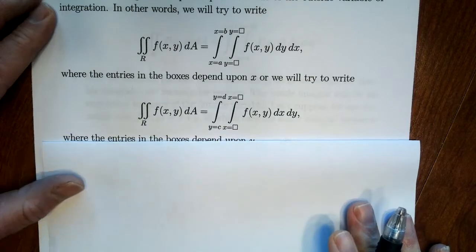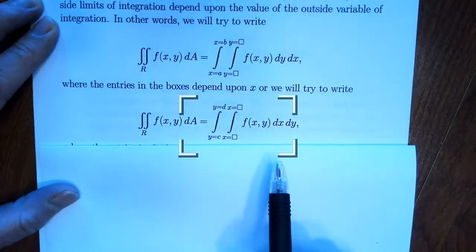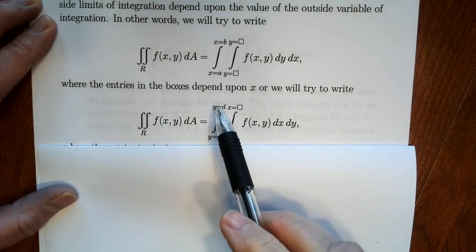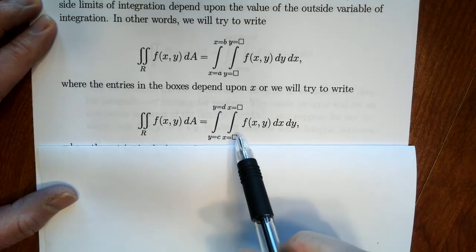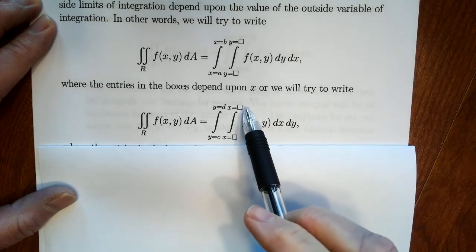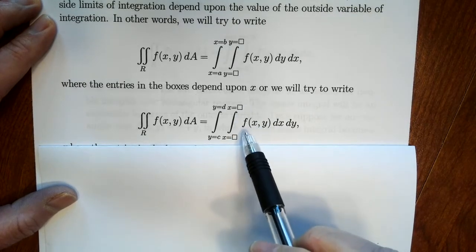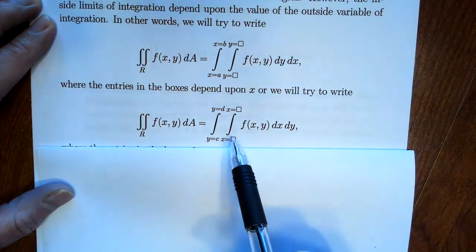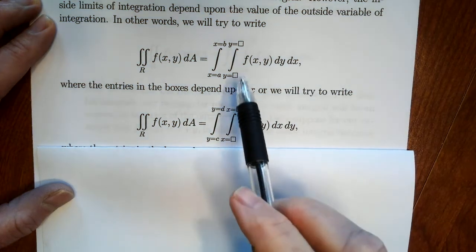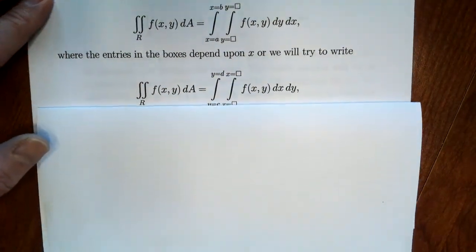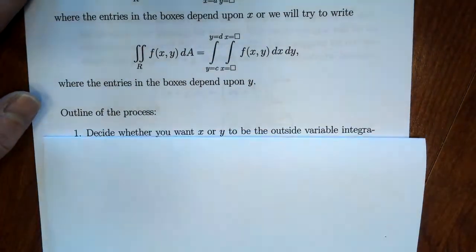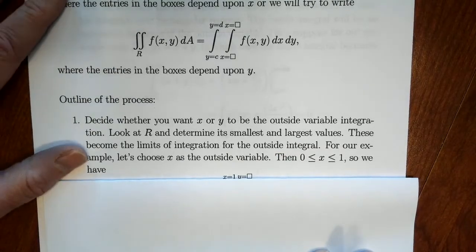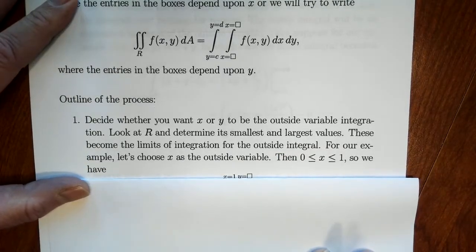Or maybe we'll try to integrate with respect to x first. So now our endpoints would be y equals some number c to y equals some number d, and x now is going to vary between two values, where those two values depend upon y. So the big idea is that the outer endpoints are going to be numbers, but the inner endpoints, the things we're going to put in these boxes, are actually functions. So here's an outline of the process. First, decide whether you want x or y to be the outside variable of integration.